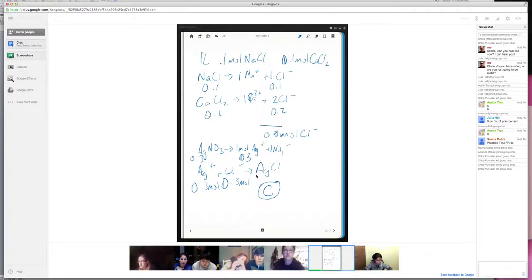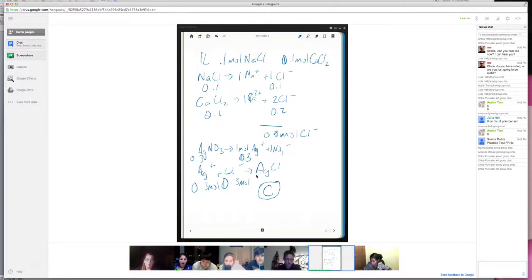Because they're all 1-to-1 ratios. There is one Ag+ plus 1 Cl- gives you 1 mole of the AgCl. Okay? So you know that however much Cl- in this case, since it's 1 to 1, you need 1 Cl- to 1 Ag+. So if you have 0.3 moles of Cl-, you only need 0.3 moles of Ag+ to precipitate it all out.